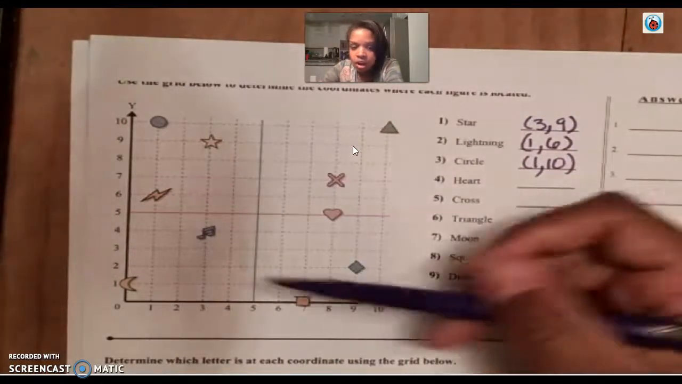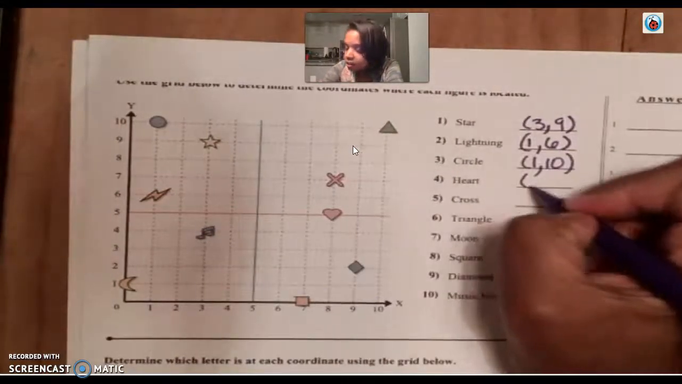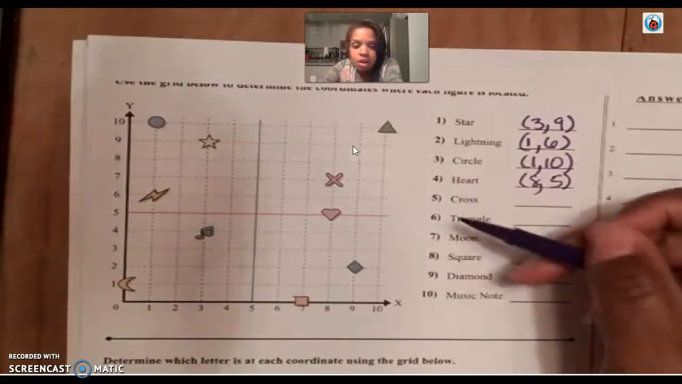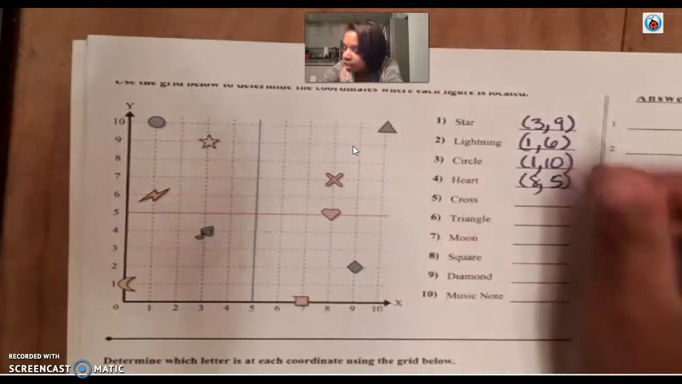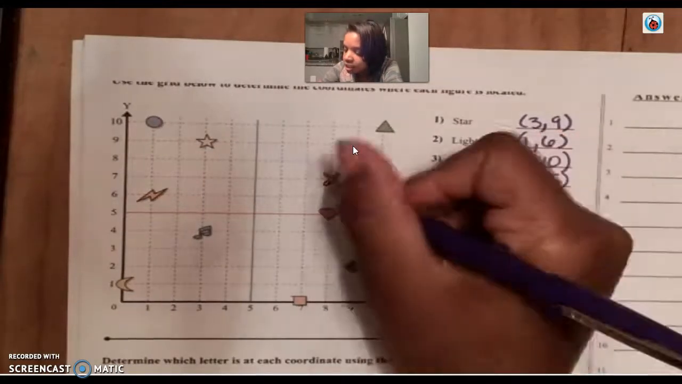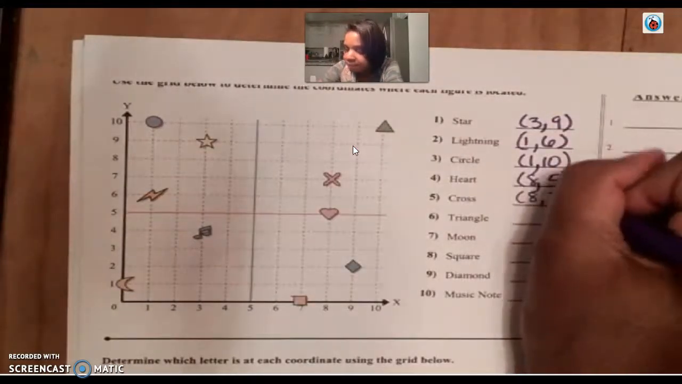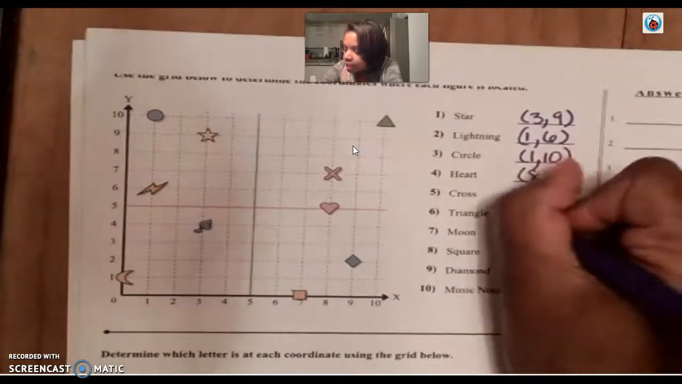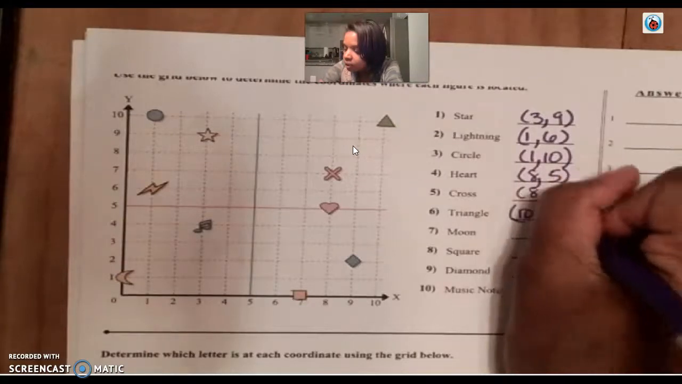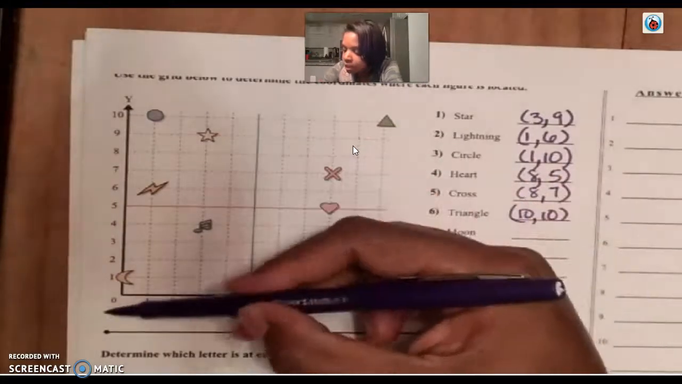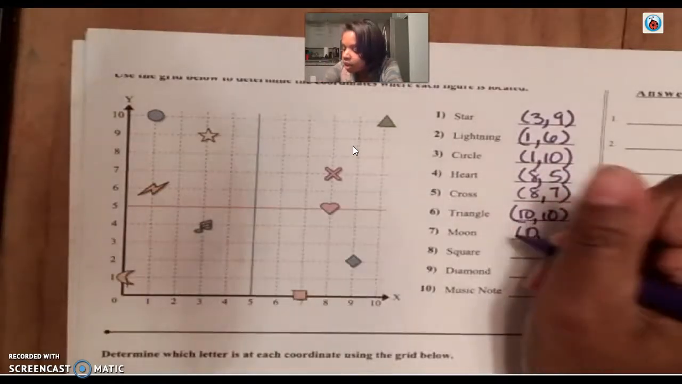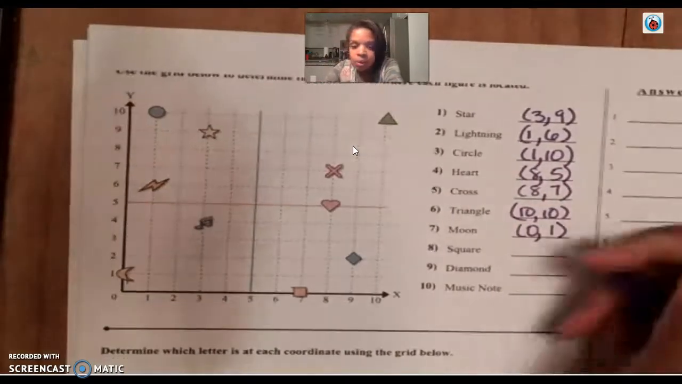All right, for the heart, slide over 8, and then up 5. So 8, 5. For the cross, it's 8, 7. All right, for the triangle, it is 10, 10. For the moon, it is 0 across the x and 1 up the y, so 0, 1.